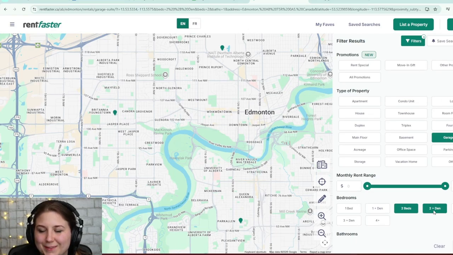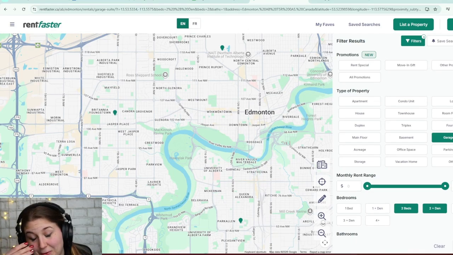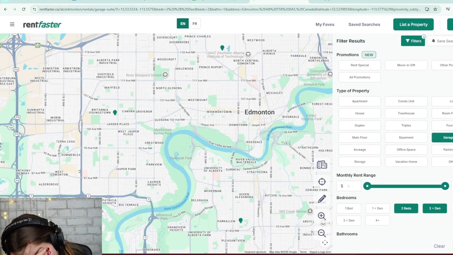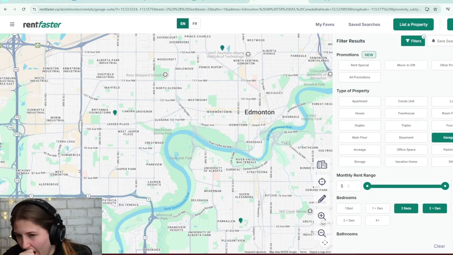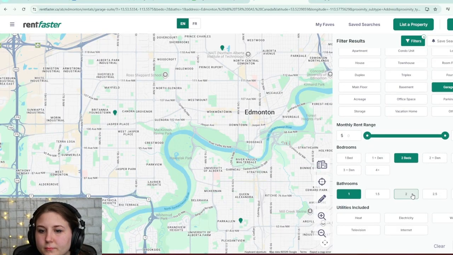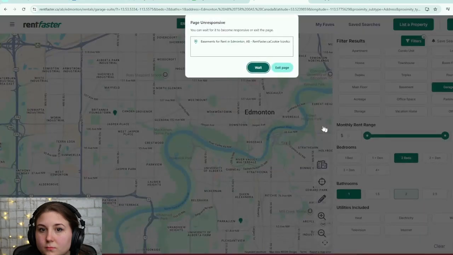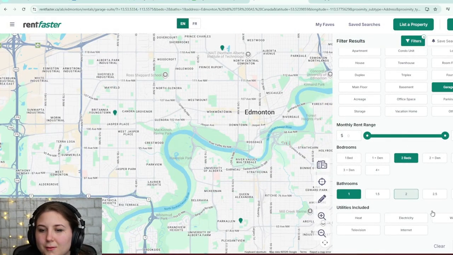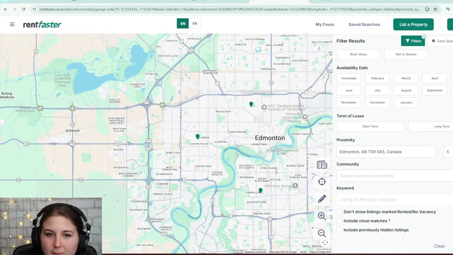Okay, garage suite with 2 beds. I got 2 out of the 3 criteria entered. Wait. Okay. Oh my god. Awesome. Usually works right after it asks me to wait.